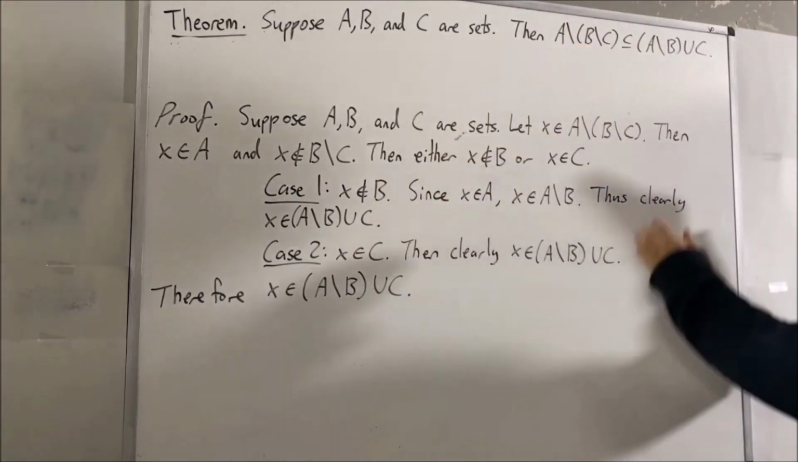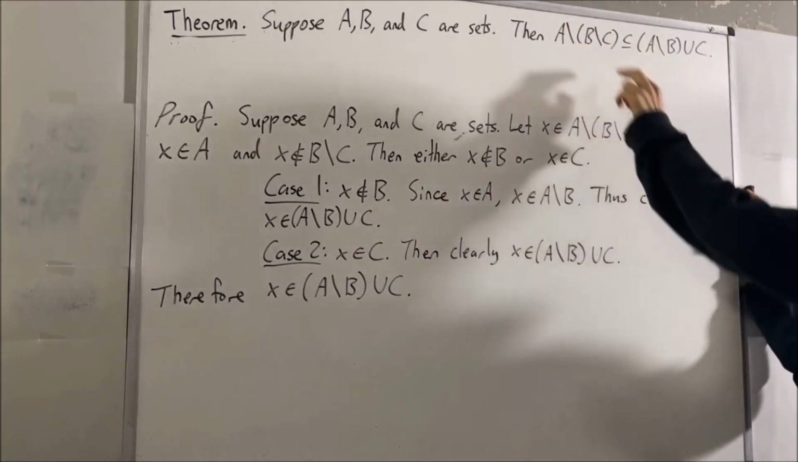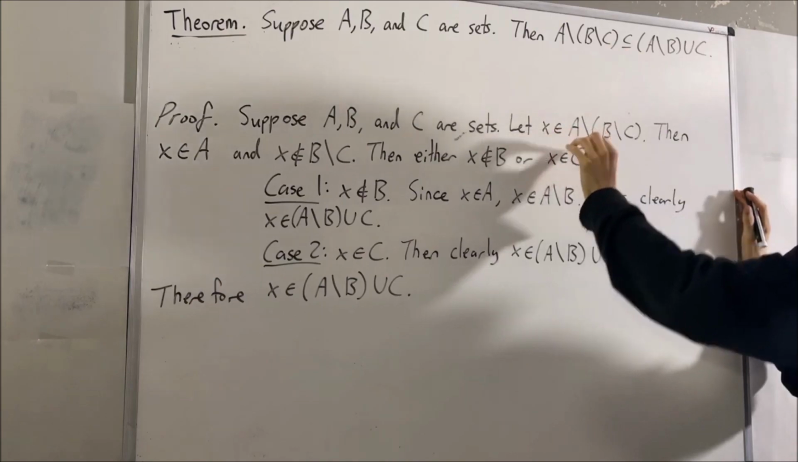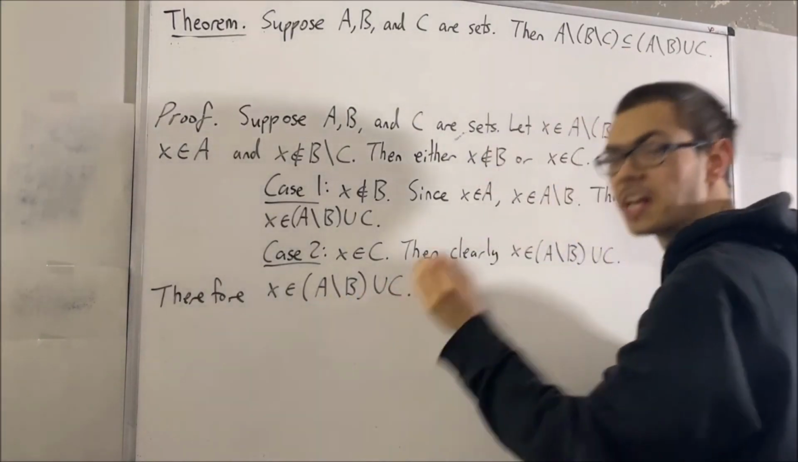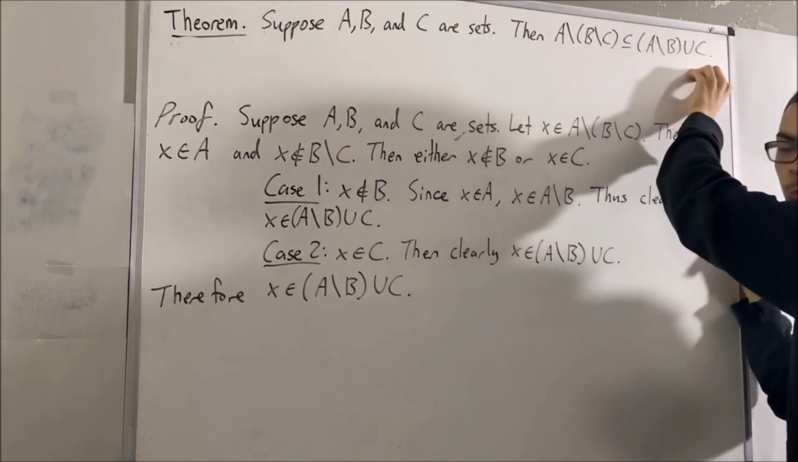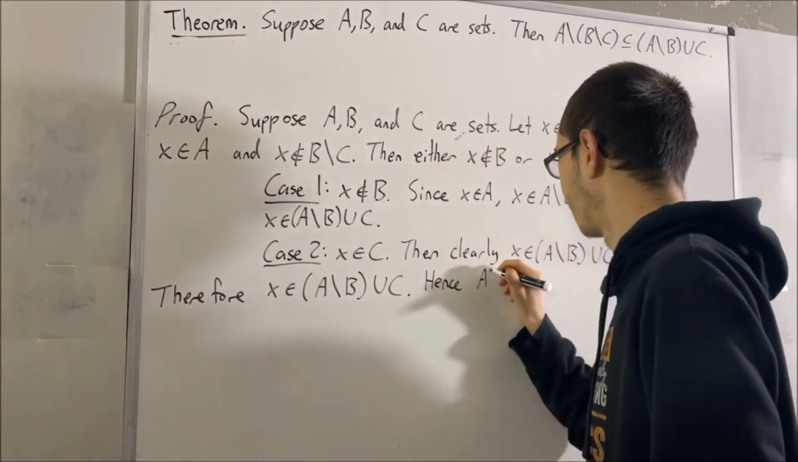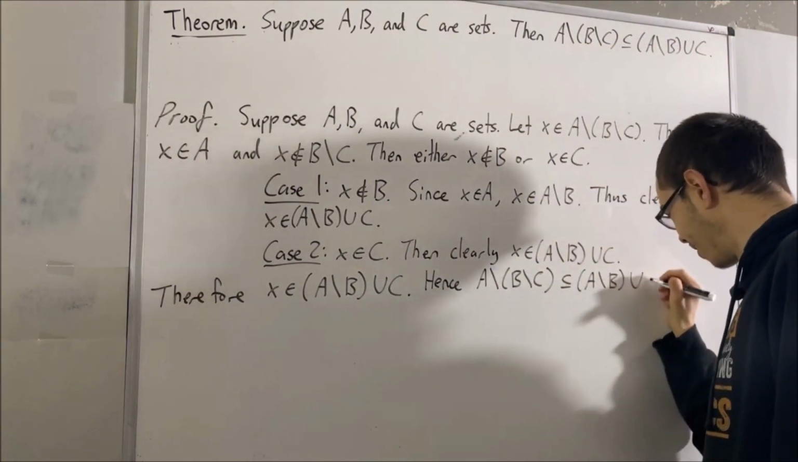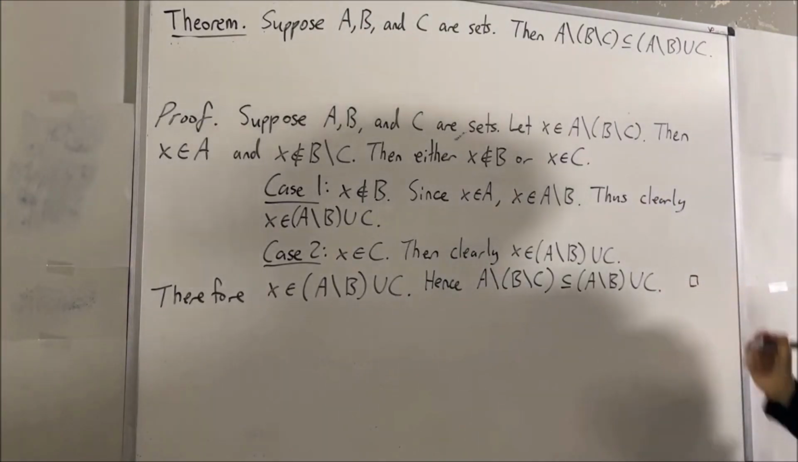So really, we start with an arbitrary element of this set, and we showed that same element must also be in this set. Therefore, everything in this set is also in this set. Exactly what we wanted to prove. And so this completes the proof.